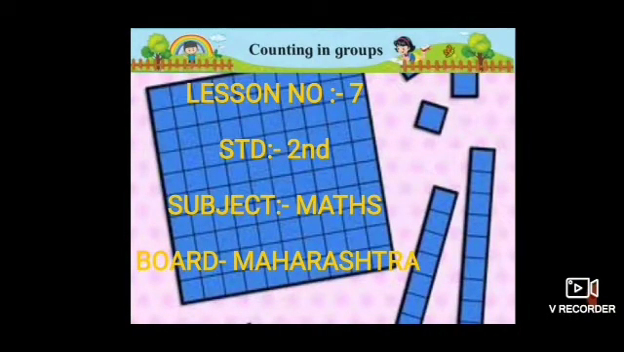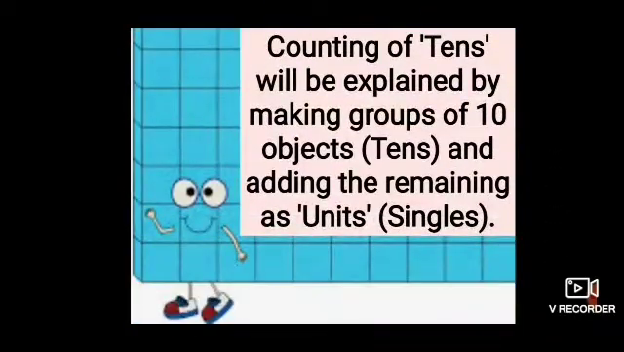Today we are going to learn Maths lesson number 7, counting in groups, from the Maths textbook. Today in this lesson we will learn to count objects in groups of 10, as well as the concept of tens and units. Counting of tens will be explained by making groups of 10 objects, tens, and adding the remaining as units, singles.